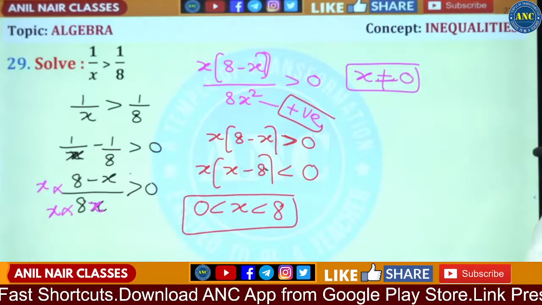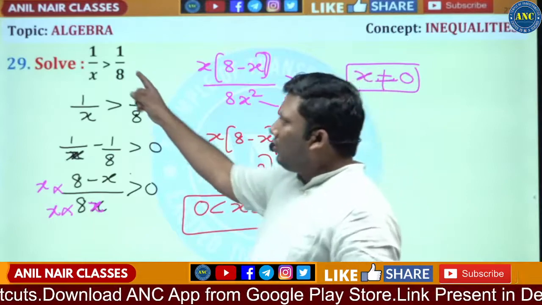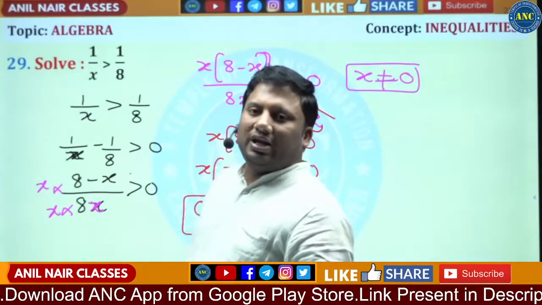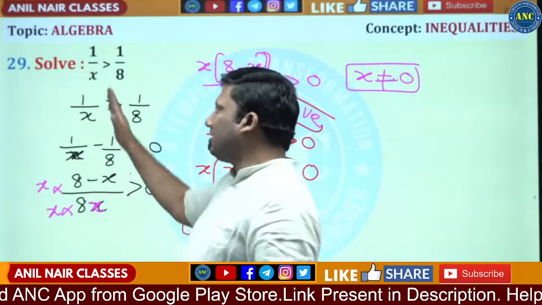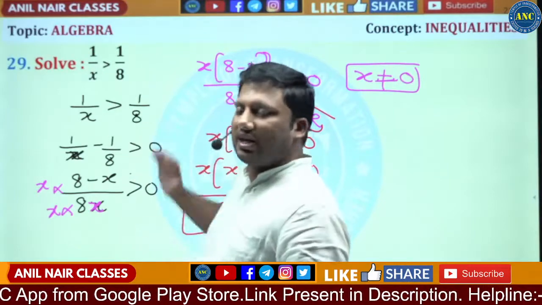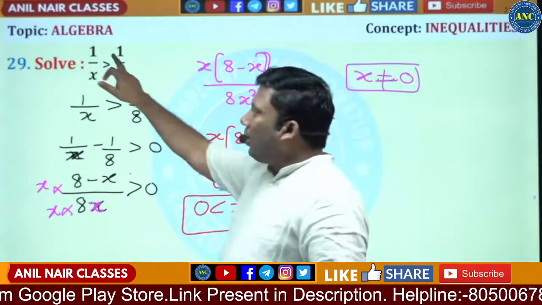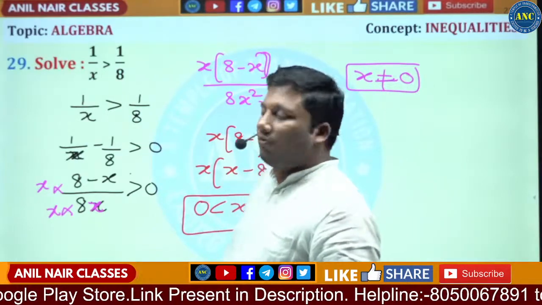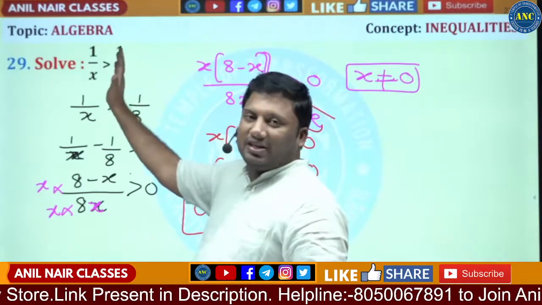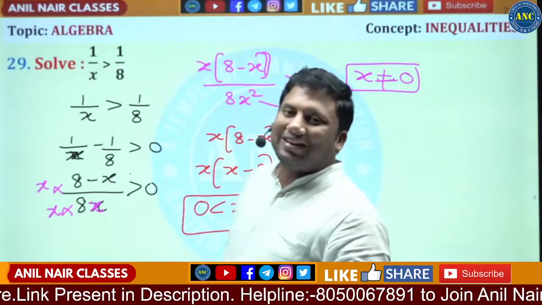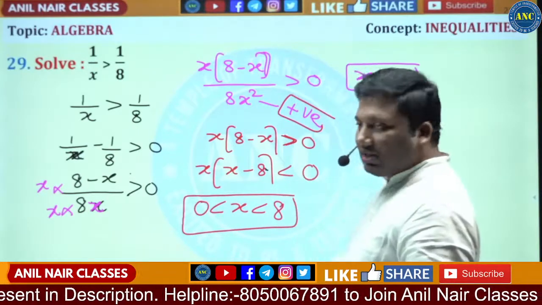I hope the idea is clear. You can check it out. Take the x value as 2: 1 by 2 is 50%, and 1 by 8 is 12.5%. 50% is greater than 12.5%. If I take 9, 1 by 9 is 11.11%, and 1 by 8 is 12.5%. 11.11 is not greater than 12.5%. I hope the idea is clear.